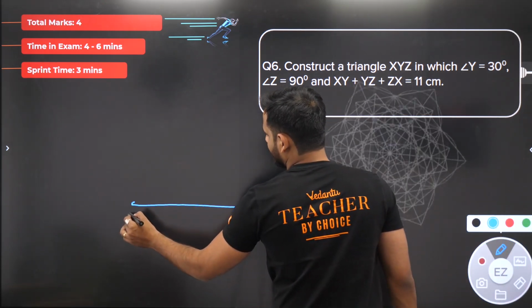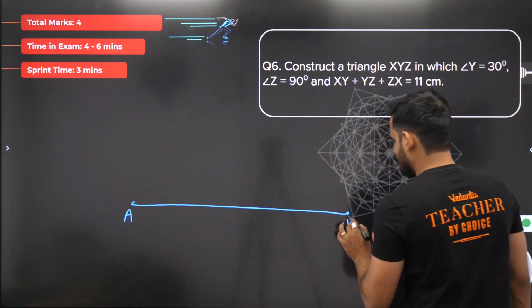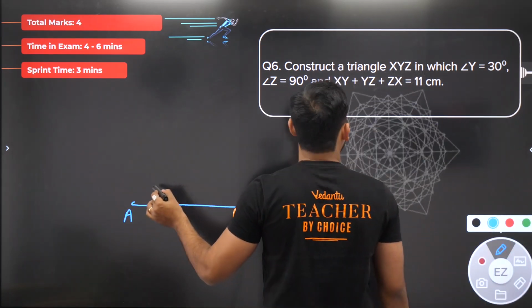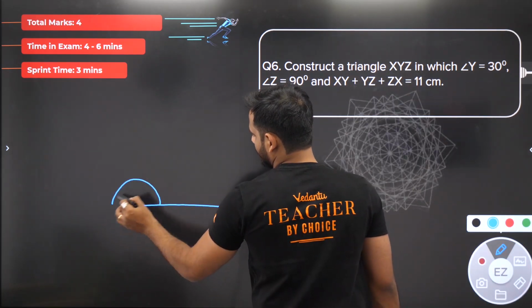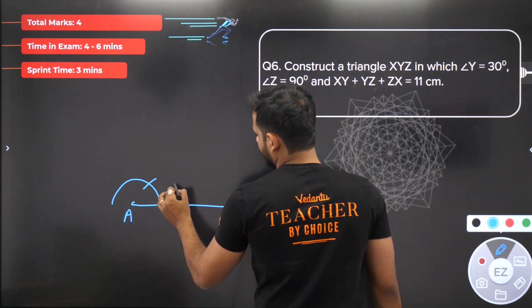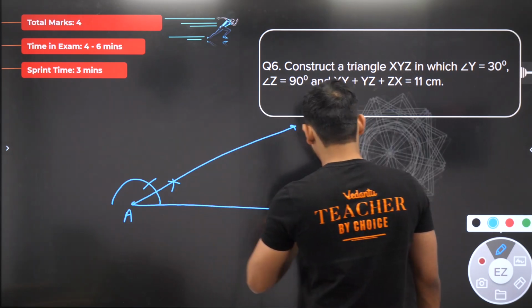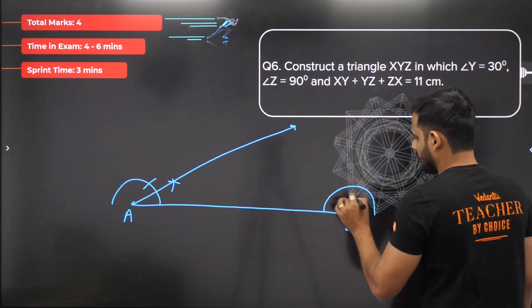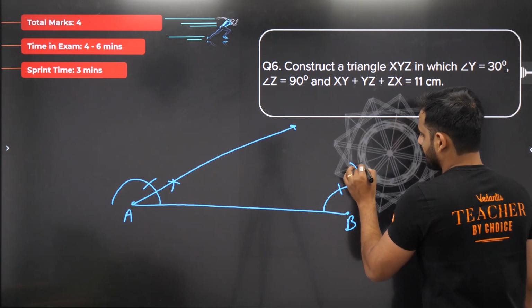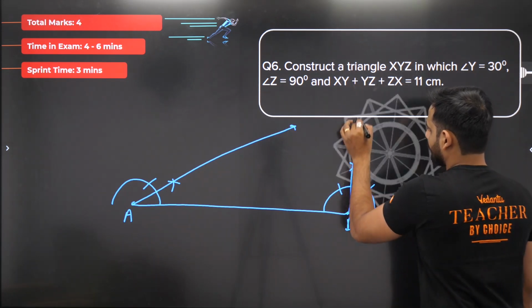Draw a line of 11 centimeter. Let's say it is AB. At A, draw an angle of 30 degree. So this is 60, and once this is 60, I can divide it. This will be your 30. Now, at B, I will draw an angle of 90 degree.